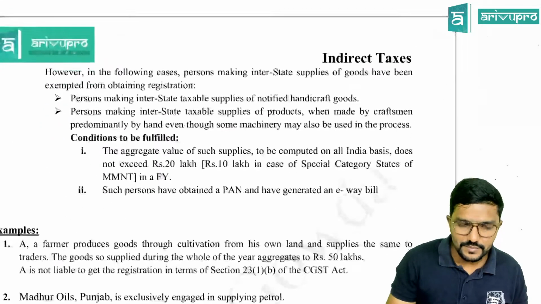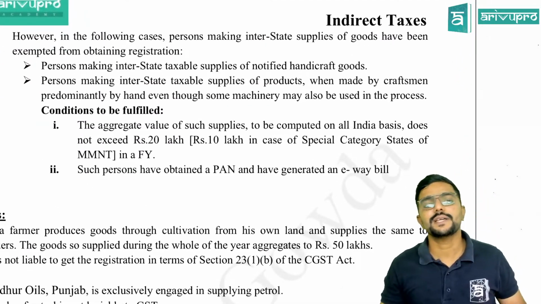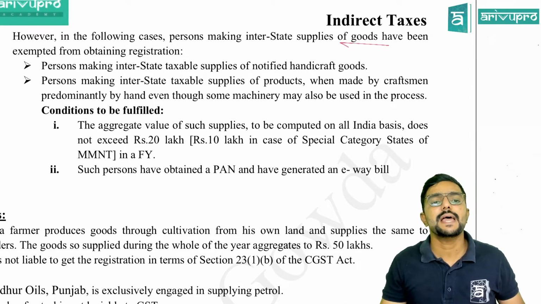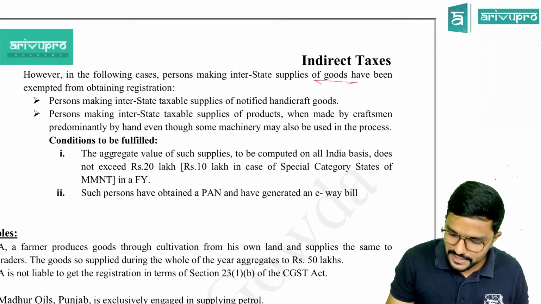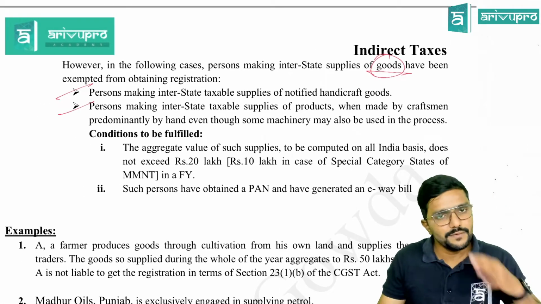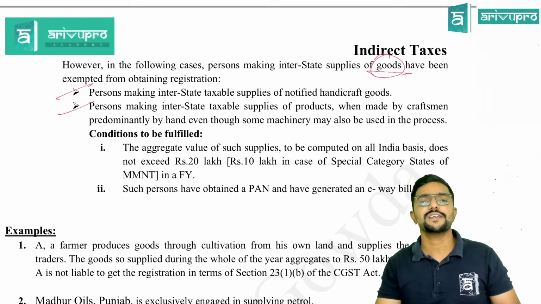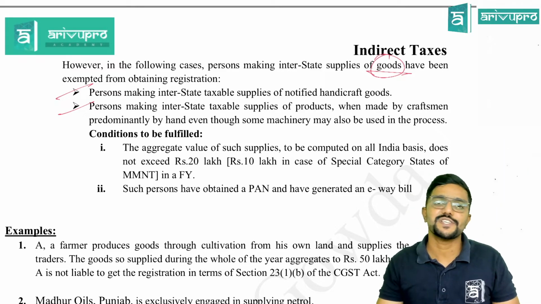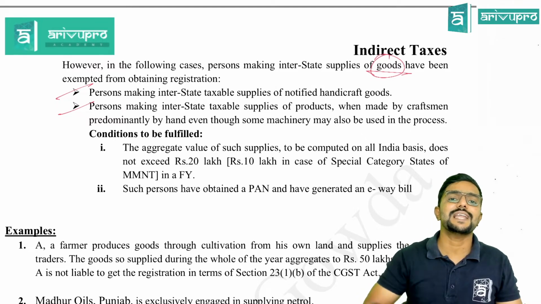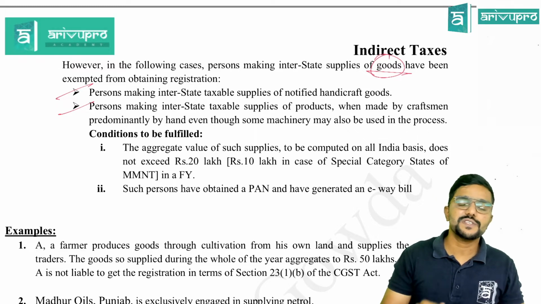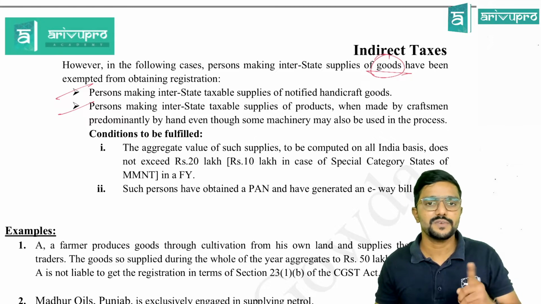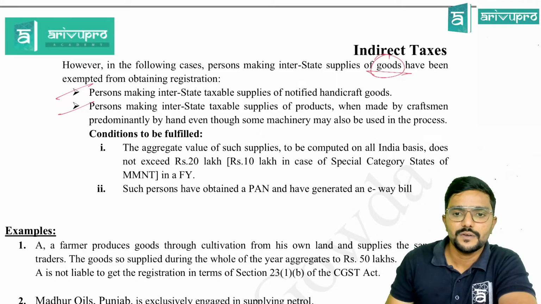But however, in the following cases, persons making interstate supplies of goods have been exempted from obtaining registration. Means if you are covered in these 2 points, then even if you are supplying the goods outside the state, compulsory registration is not applicable for you. That means you need not get registration if your turnover is within 20 lakh or 10 lakh, guys. You have to get registered if your turnover crosses 20 lakh or 10 lakh. But if it is within that, you need not get registered. Which are those 2 cases?